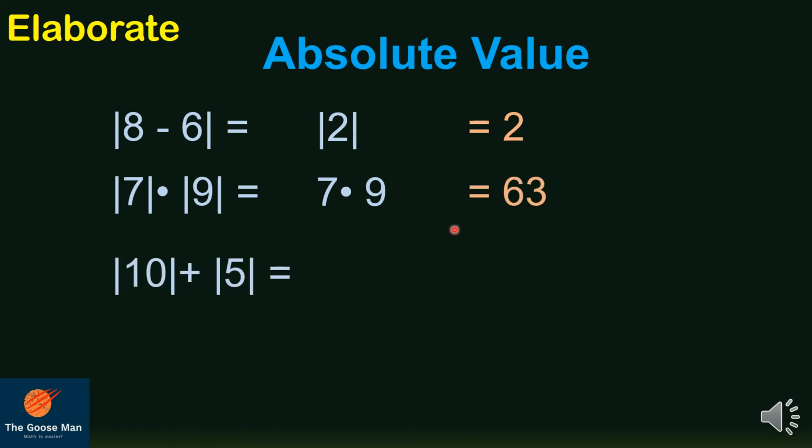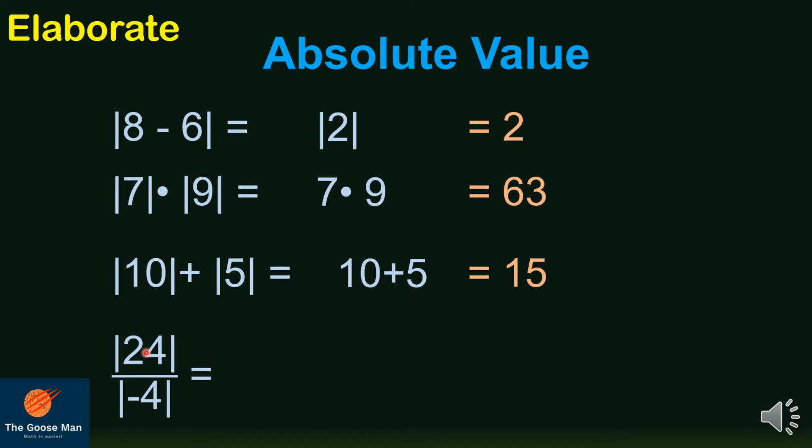That's correct. Next, absolute value of 10 plus absolute value of 5. I'll get first the absolute value of 10 as well as the absolute value of 5. Then add. So I have 10 plus 5 is equal to 15. Next, absolute value of 24 divided by absolute value of negative 4. Again, I'll take the absolute value of 24 as well as absolute value of negative 4. So I have here 24 divided by 4. So this is equal to 6.